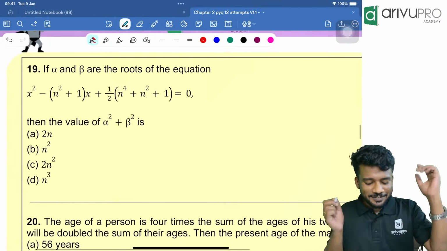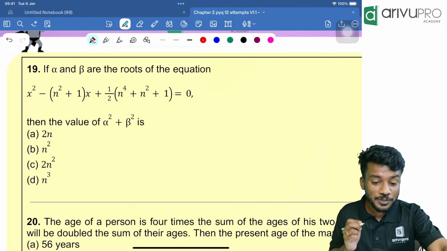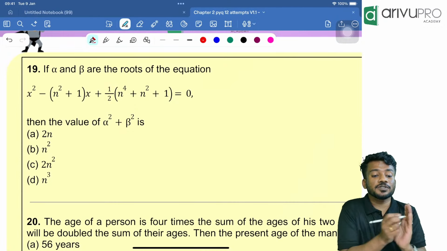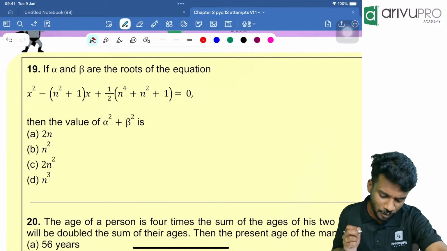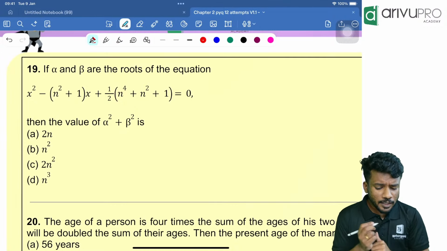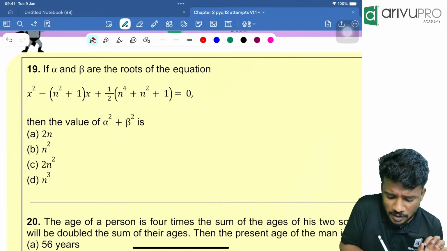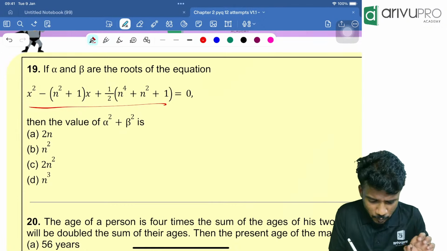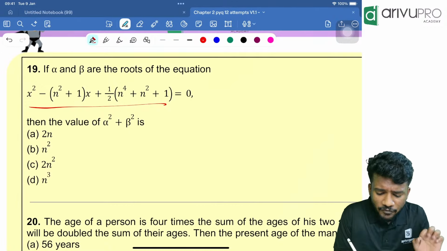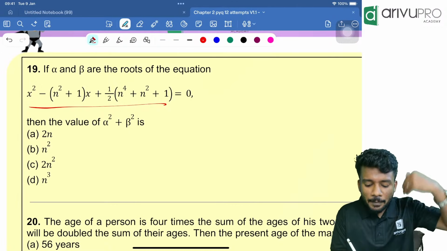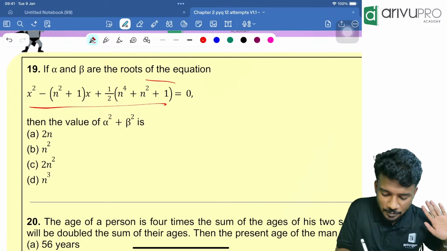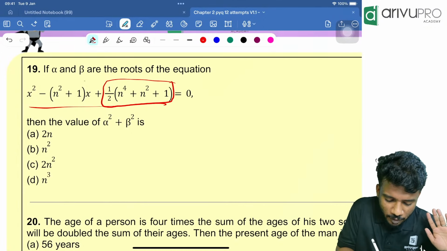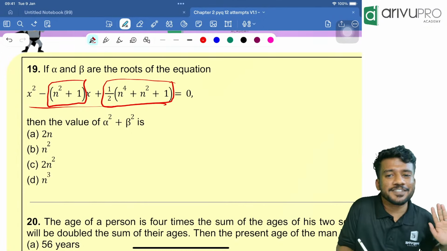Next question. It's a very interesting question. It's a very direct question if you ask me. Just direct substitution will give you the answer. Now people, the question is: alpha and beta are roots of the equation x square minus of n square plus 1 into x plus half into n raised to 4 plus n square plus 1, which is equal to 0. This is the constant term. This is the coefficient of x.